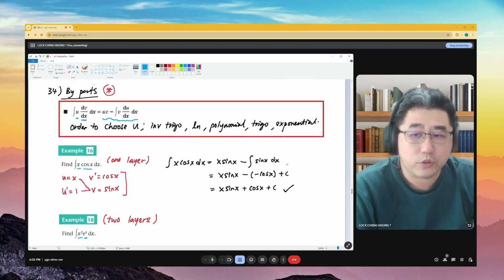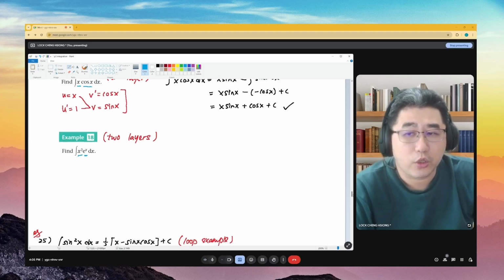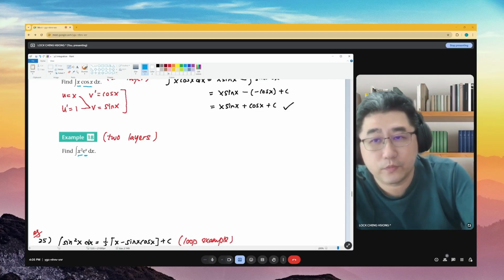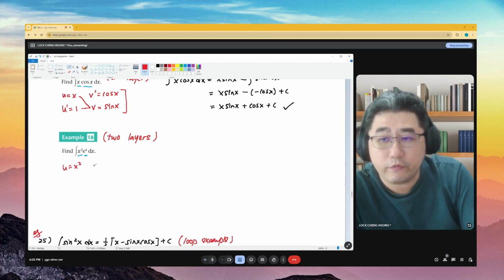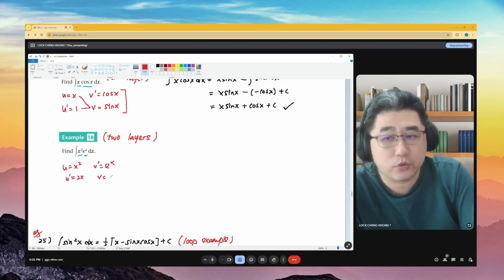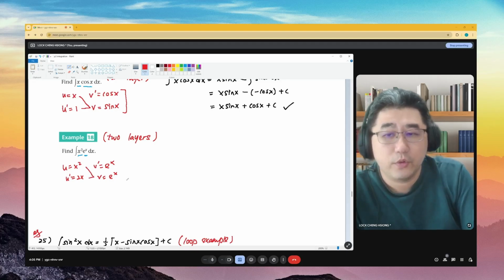So go back to this order. You will see that polynomial is in front, exponential is at the back. So we will choose u as x squared, then v prime as e^x. So u prime goes to 2x, differentiated, v goes to integrated e^x, so these two will be pairing together. Let's see what we get first.